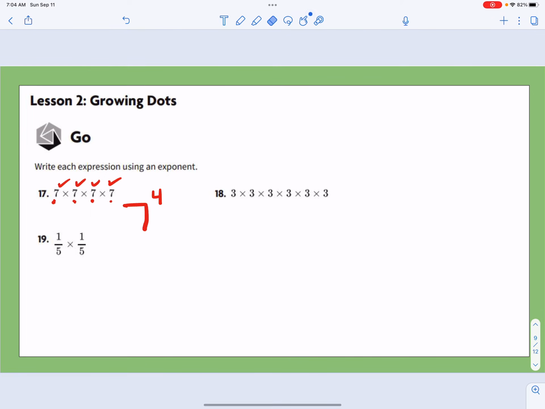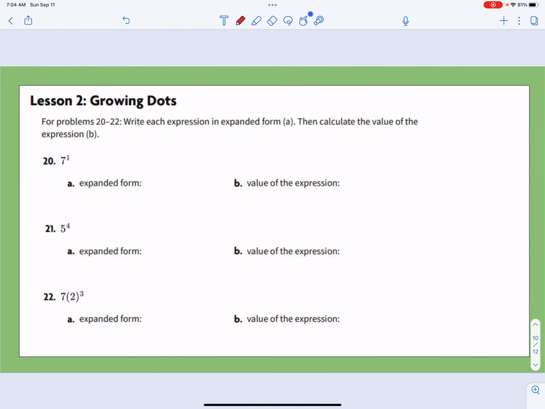In this case here, we have 1, 2, 3, 4, 5, 6 of those. So we keep the base, and our exponent becomes 6. Here we have 1, 2. So our base is 1/5, and it's squared. All right, that's how our exponents are going to work.